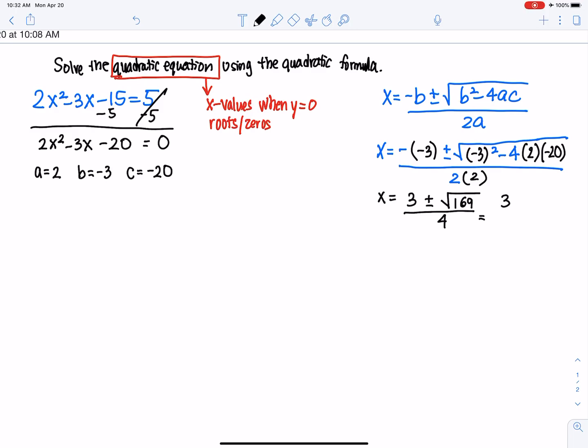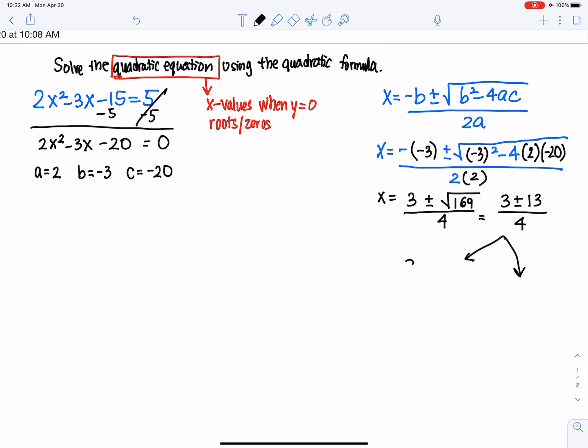So here we have 3 plus or minus, and now I'm going to put this in the calculator. You do the square root of 169, and the square root of 169 is 13. All over 4. Now, what you need to understand is when we say quadratic equation, that means we have x squared, which means there's 2 x's as our answer, just like we said x values when y equals 0. So we have more than one answer here, and it's going to be 2.